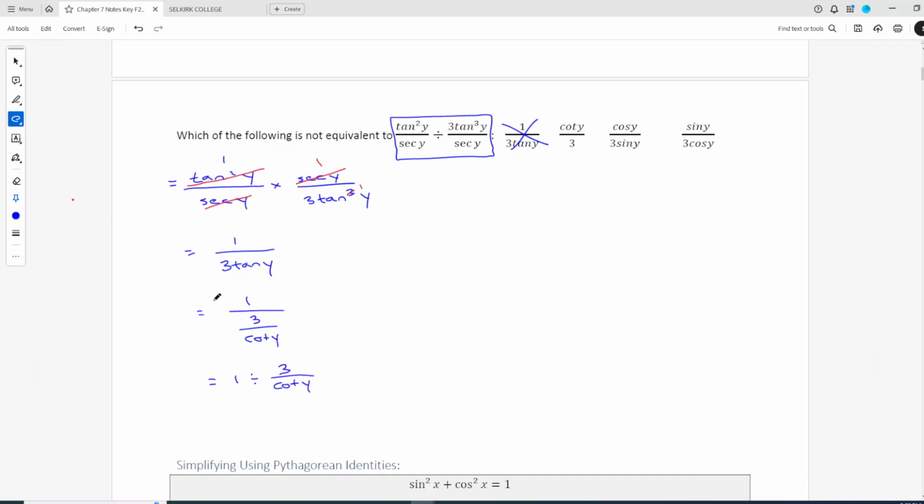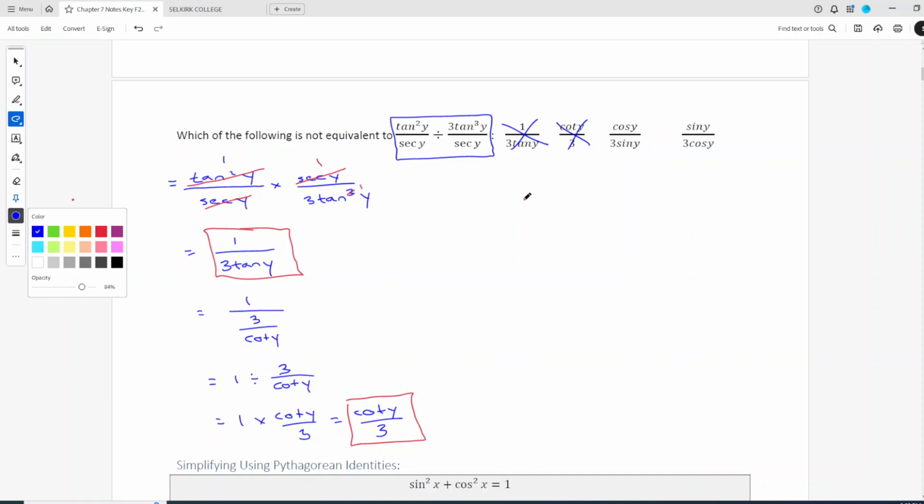So anytime you have these compound fractions where it's a term divided by a term, just rewrite it as a division so that I can flip and multiply. So this will be 1 times cotan y over 3, which is equal to cotan y over 3. So I'm equivalent to that one as well. Now we have to change everything into sines and cosines. So I could go back and work with this expression and change everything into sines and cosines. Or because I know that this one's equivalent, I could just keep working with this one and change everything into cosines and sines. So I'm going to choose that, just so that it feels like we're keeping on going and not going backwards.